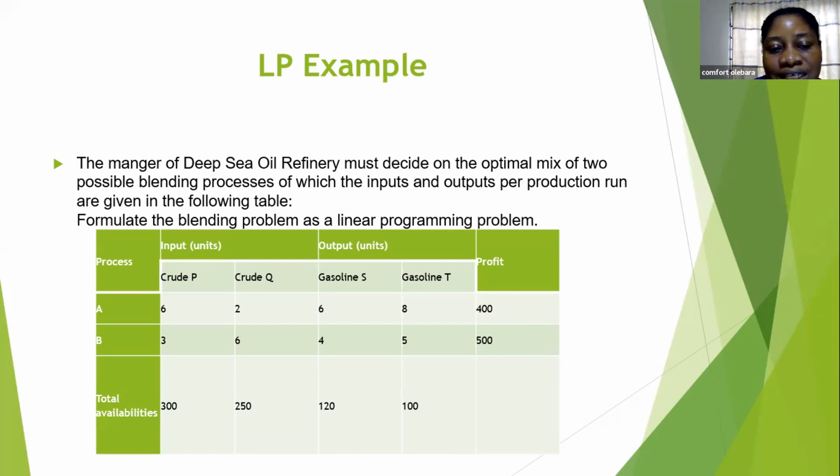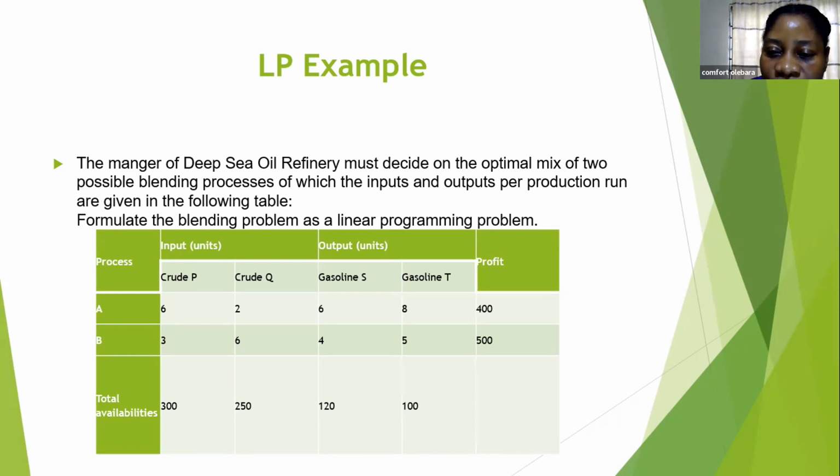Now, looking at the table, we have process A and process B. We have an input section and an output section. The inputs are crude oil, crude P and crude Q, and the outputs are gasoline S and gasoline T. Of course, we have the profit. So firstly, what are we intending to maximize? Profit. The profit is 400 and 500.